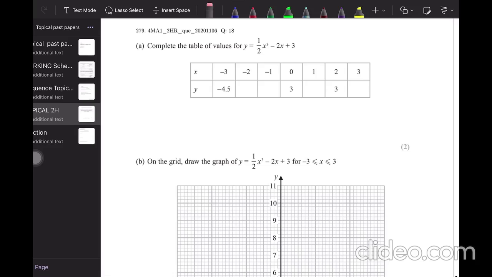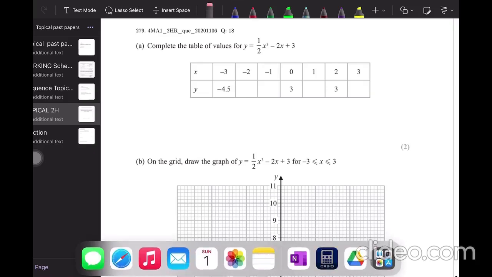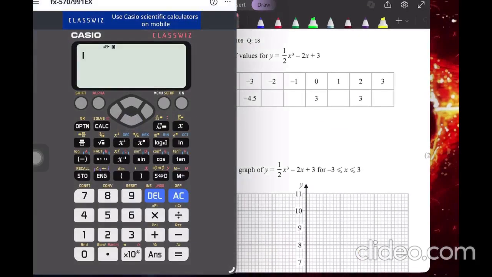So the statement says to complete the table of values given for y equals half x cube minus 2x plus 3. Since the variable has maximum power 3, it means it's a cubic function, and the best part is that the table is already given in which some values of y are there and we need to complete the rest of them. So it's a simple and quick calculation. We will simply use the calculator for that. Let me open it here.